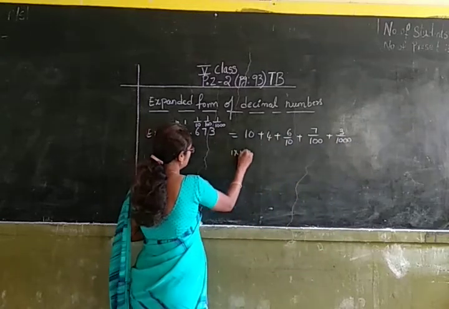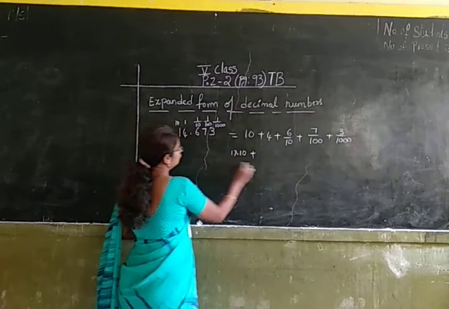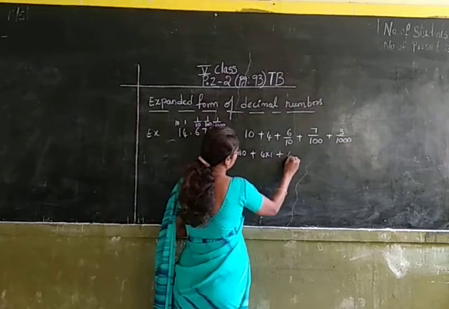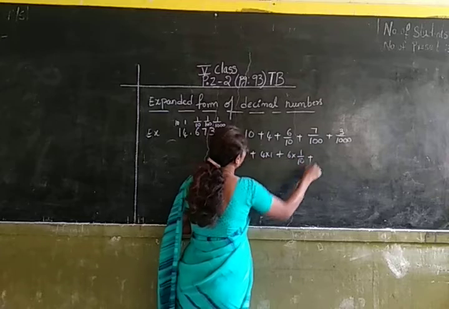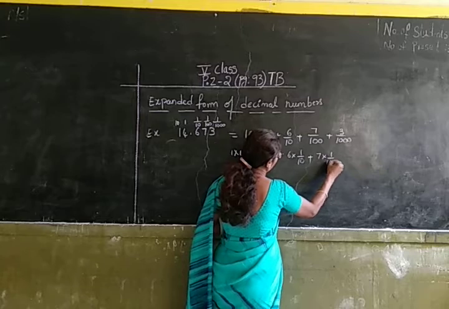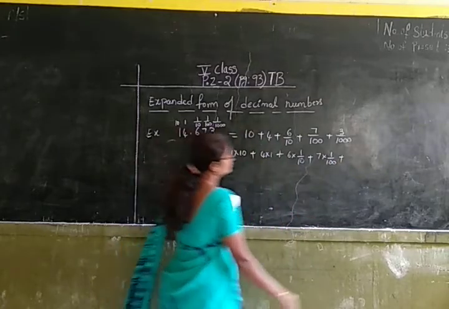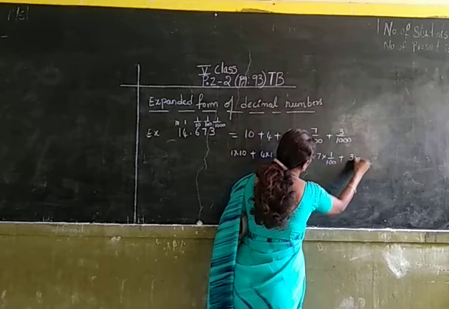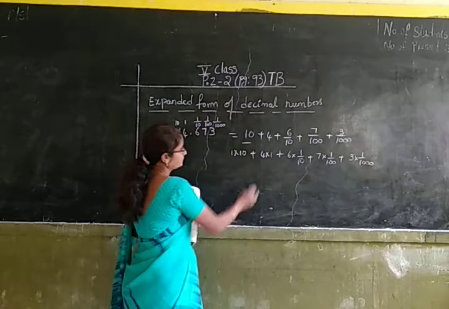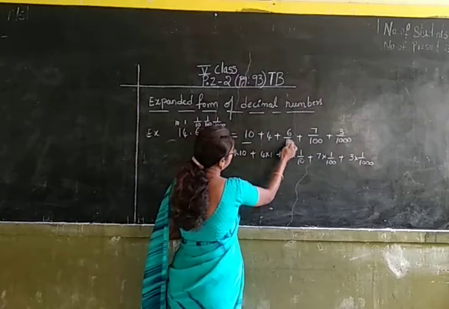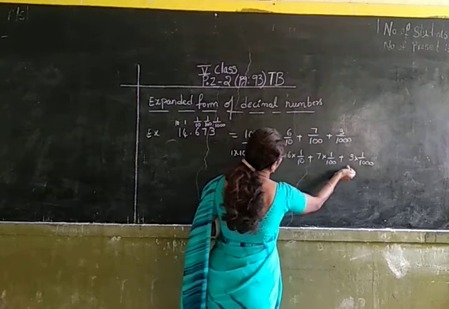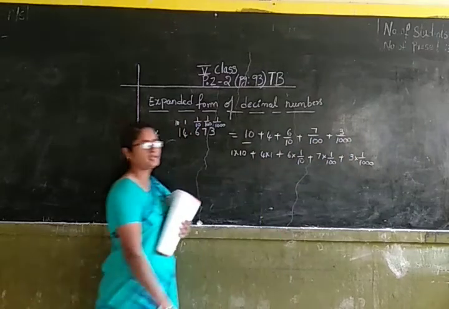1 is in tens place, so its place value is 1 into 10. 4 is in ones place, its place value is 4 into 1. 6 is in tenths place, so its place value is 6 into 1 by 10. 7 is in hundredths place, its place value is 7 into 1 by 100. Plus 3 is in thousandths place, so its place value is 3 into 1 by 1000. So 1 into 10 is 10, 4 into 1 is 4, 6 into 1 by 10 is 6 by 10, 7 into 1 by 100 is 7 by 100, 3 into 1 by 1000 is 3 by 1000.